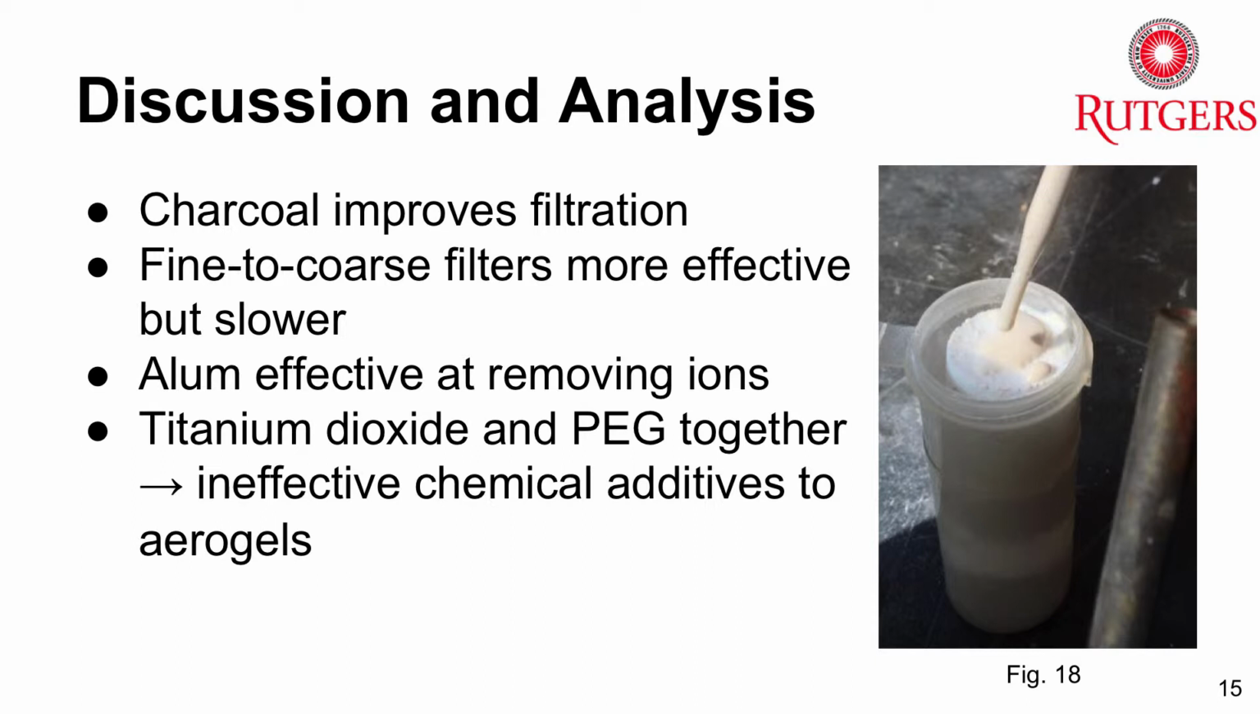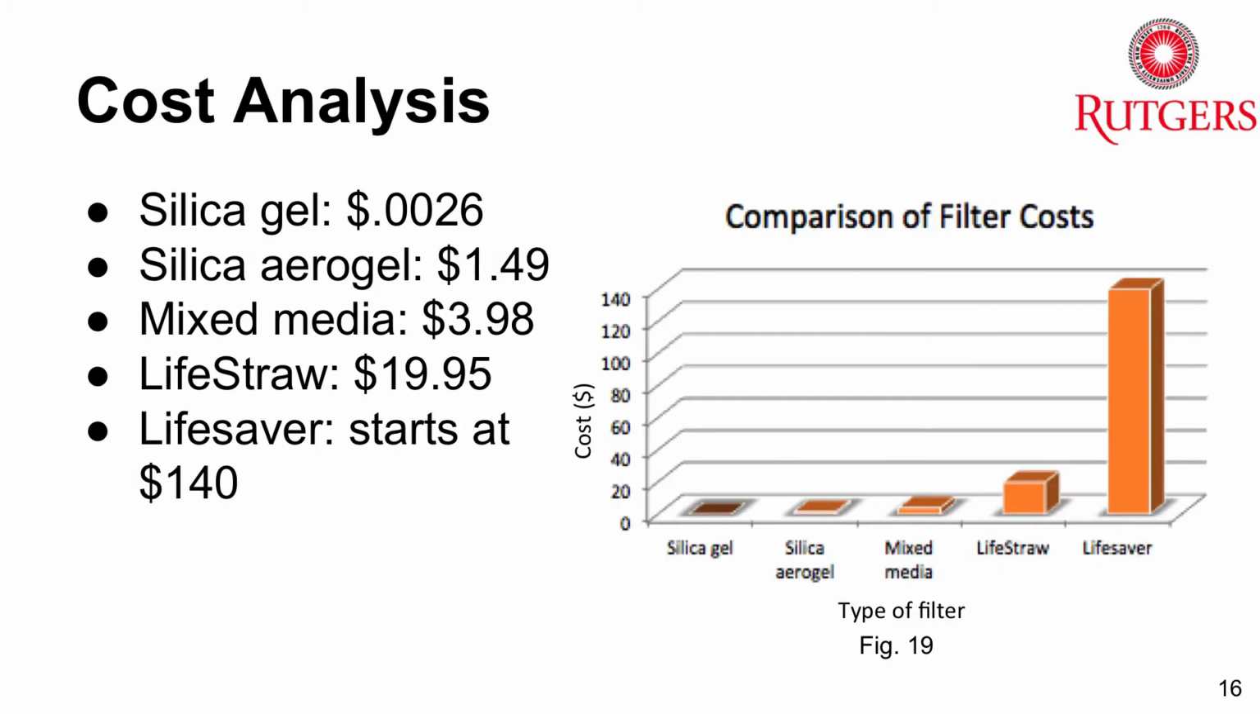And finally, we tried using titanium dioxide and PEG, polyethylene glycol, to make a solution that would turn our foam from hydrophobic to hydrophilic, but our foam actually repelled this solution, and our foam retained its hydrophobic nature, so without the addition of any other chemicals, this solution is ineffective in changing the hydrophobic nature of the foam.